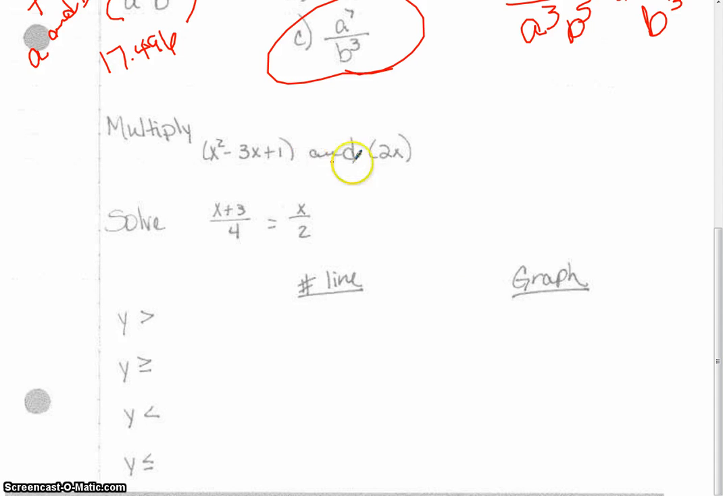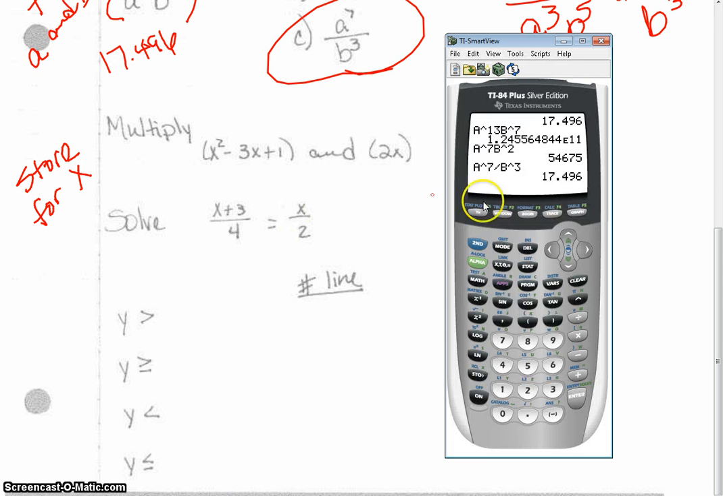So if it told you to multiply, once again, you want to store something for x, which we've already done, so we don't have to do it again. And you want to go open x squared minus 3x plus 1, close, it says multiply, so times, open, 2x, close, enter, and I get that number there. I would write it down. And then I would put each of my answer choices in the calculator and see which one gave me that same number.